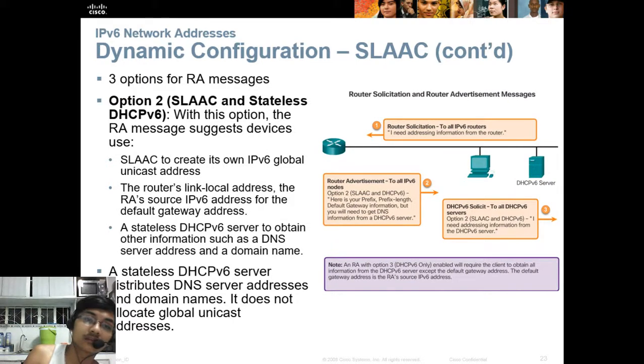Option 2: SLAAC and stateless DHCPv6. In this option, the RA message suggests devices use SLAAC to create their own IPv6 global unicast address, the router's link local address as the RA source IPv6 address for the default gateway address, and a stateless DHCPv6 server to obtain other information such as DNS.